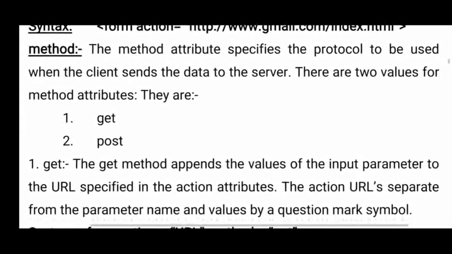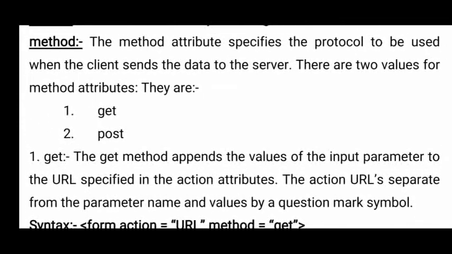Next you see one more attribute, the method attribute. As already said, method decides how the data should be submitted. Should the data be submitted field by field, or all the fields together to a server? How the data should be submitted is decided by using the method attribute. Okay. In the previous syntax I have given method equals to get. Sometimes method equals to post also you can give. Okay. Understood?